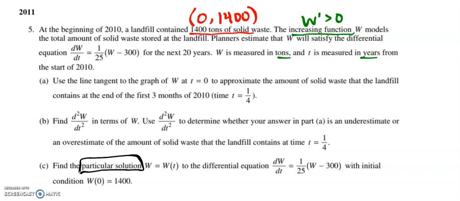You can look at the scoring rubric online and see how we did, but we did things correctly. I think that would be a 9 out of 9 for us. All right, let us know if you have questions.